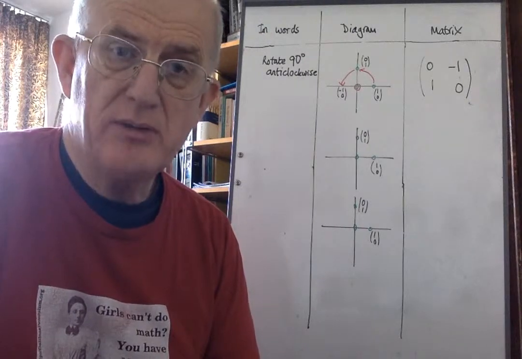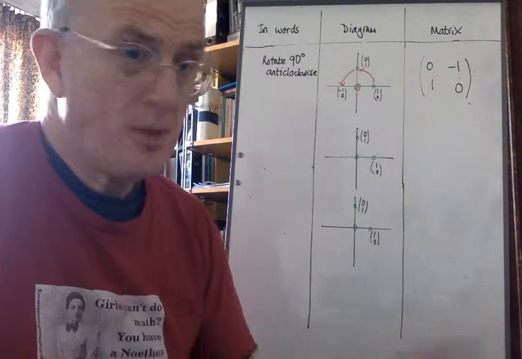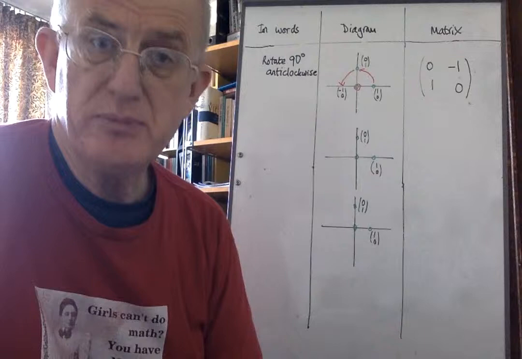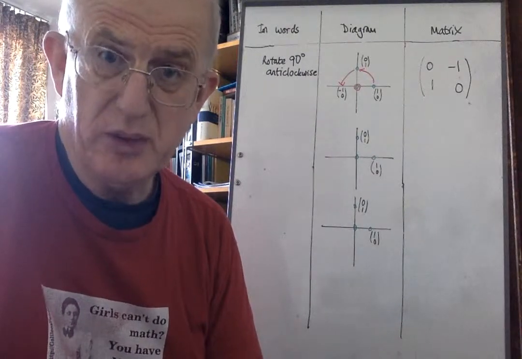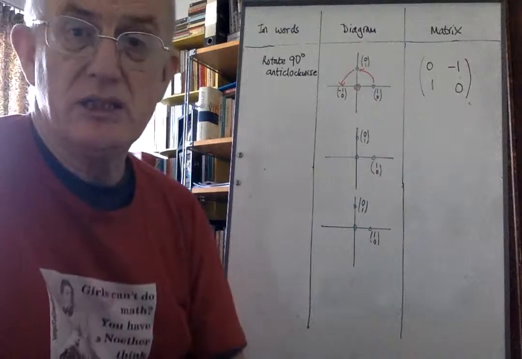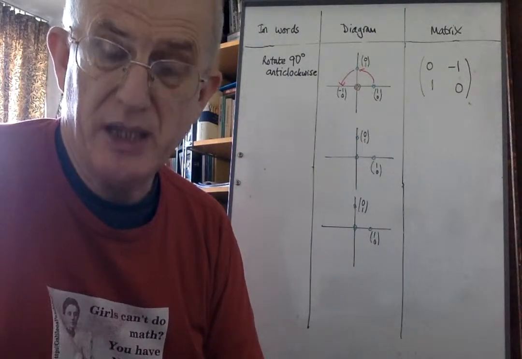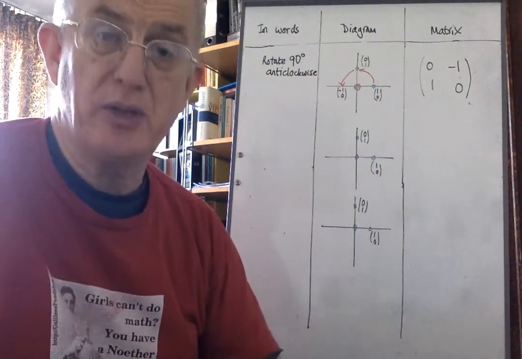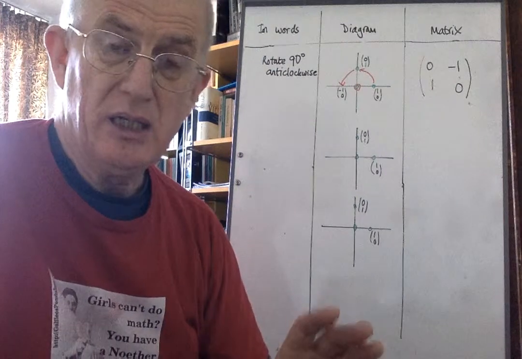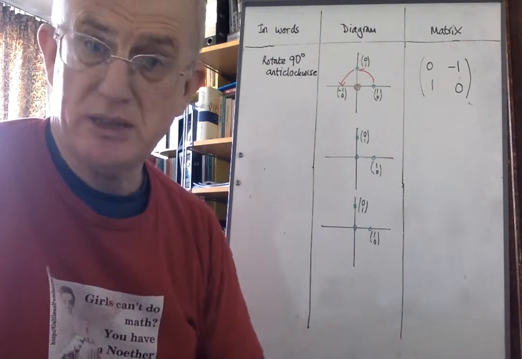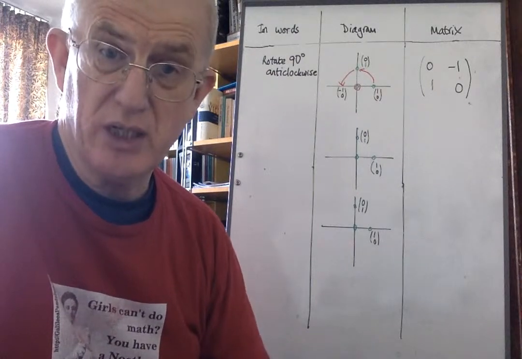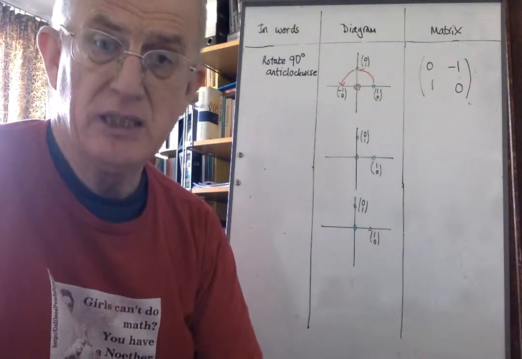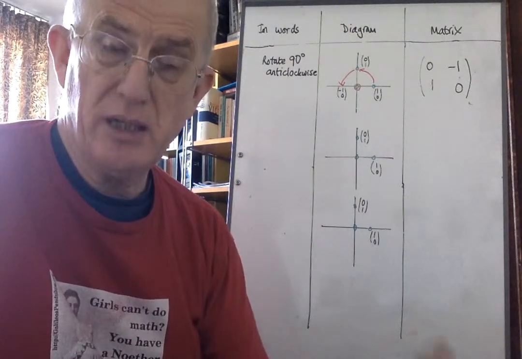Hello, this video's about how to translate between matrices, that is tables of numbers, diagrams which show what those matrices do as linear transformations, and words which say what that linear transformation is. And being able to translate between the three ways of describing the same thing is really useful in maths, because sometimes something that's really difficult to work out if you describe it one way becomes really easy when you translate and describe it in a different way.